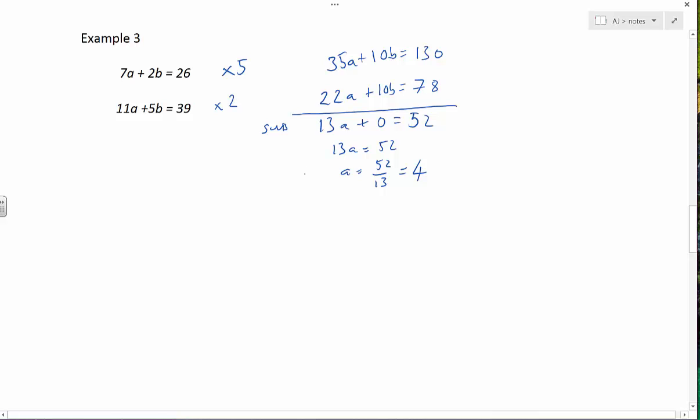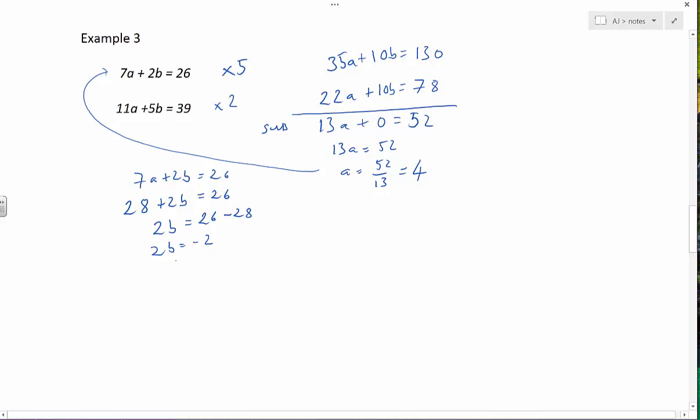So let's substitute that into the first equation. Looks a little bit easier. 7a plus 2b equals 26. Well, if a is 4, then 7a is 28. 28 plus 2b is 26. I don't want 28 plus 2b, I want to isolate b, so let's get rid of it first. So 2b equals 26 minus 28, so 2b is minus 2, so b is minus 1. So the solution appears to be a equals 4, b equals minus 1.